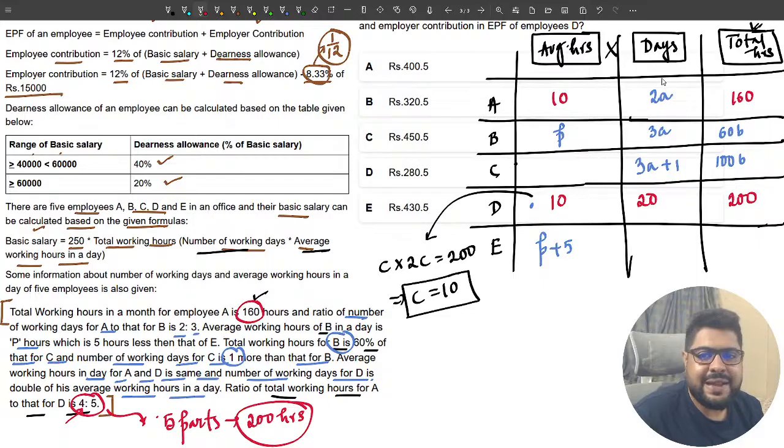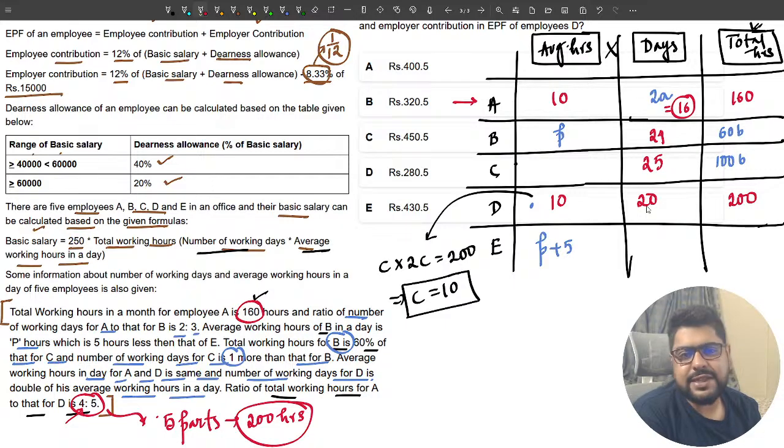Now A will become very simple from this. Why? The total is 160, so 160 by 10 should be 16. So the value of 2A should be 16. That means A is 8, and 3A is 24, because 3 eights are 24. And this will become 25. Now this much we know. Nothing extra is given.